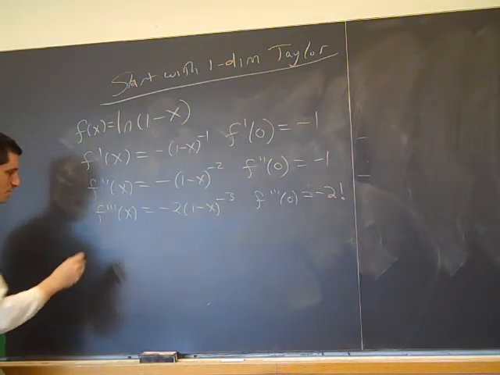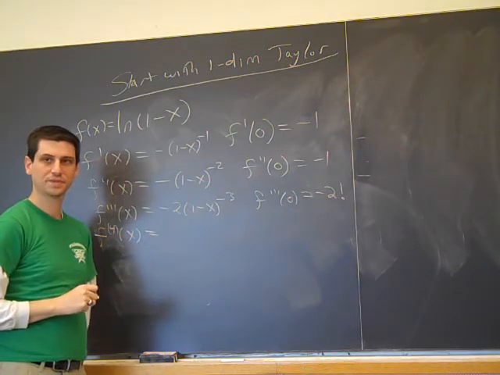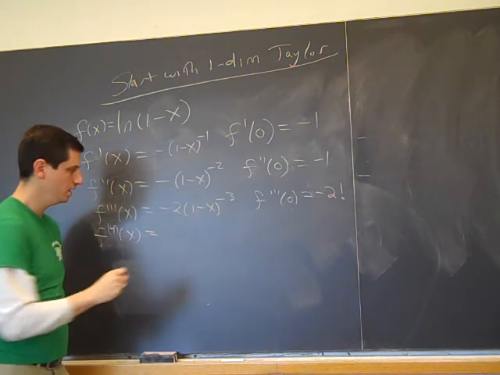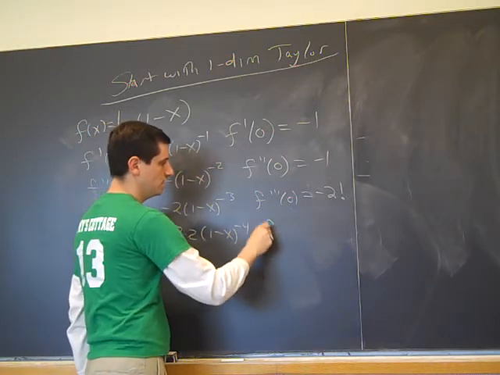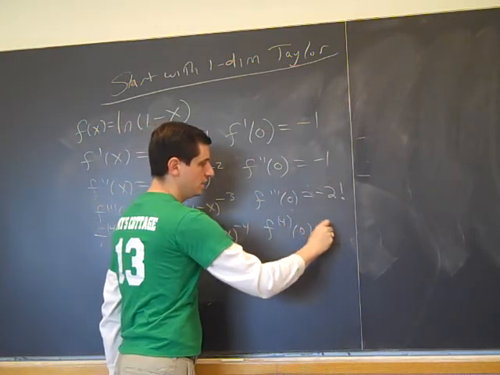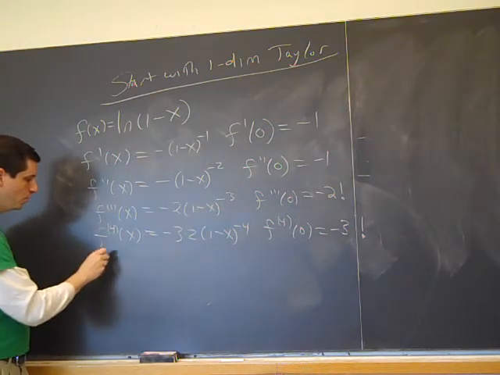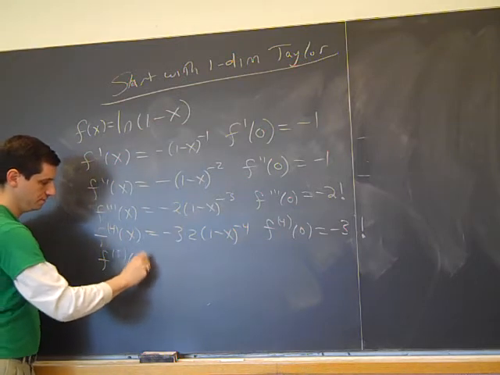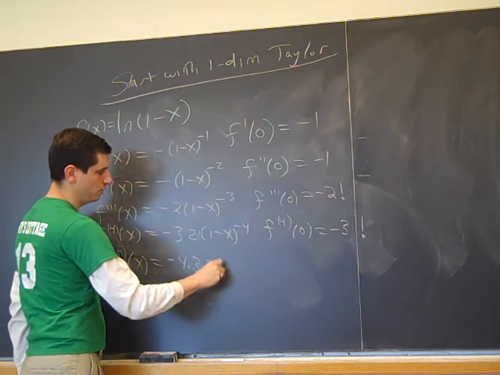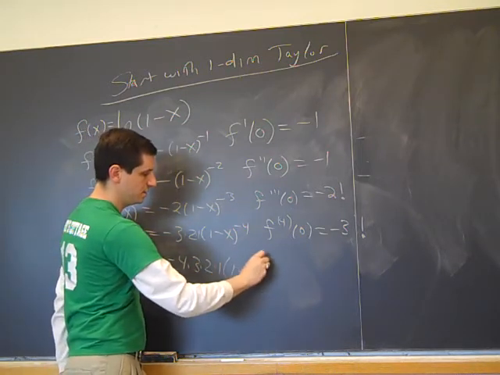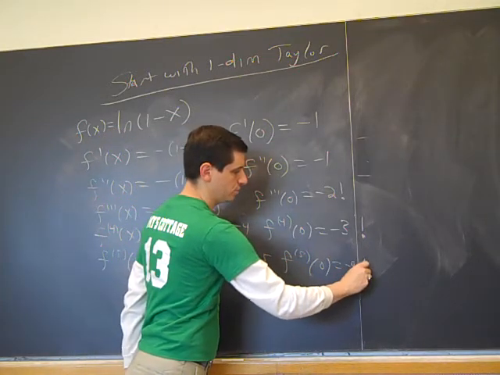I've given this lecture a few times before. The fourth derivative, what will that be? It'll be negative 3 times 2 times (1 minus x) to the negative 4. And then the fourth derivative at 0 is going to be negative 3 factorial. Let's do one more. What would the fifth derivative be? It would be negative 4 times 3 times 2, well, there's really a times 1 if you want to look at it, times (1 minus x) to the negative 5. The fifth derivative at 0 is negative 4 factorial.